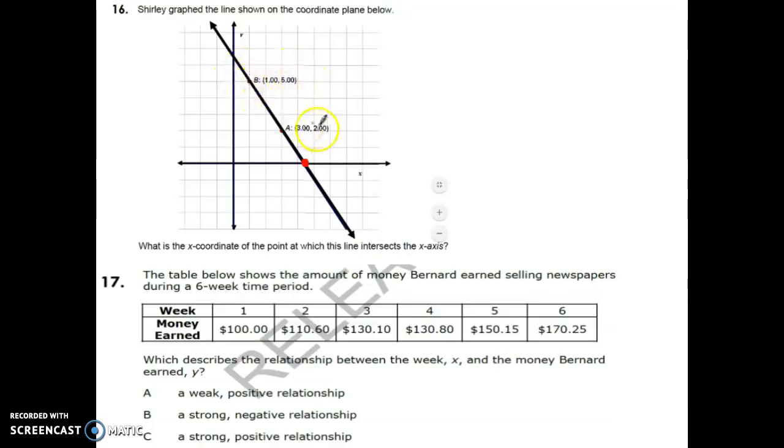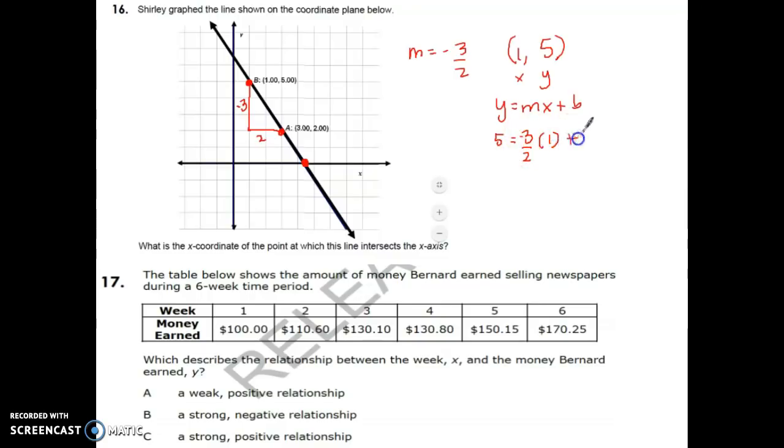And so we have 2 points, and so all we need is the slope and a point to find the equation of the line. So the slope is down 3 to the right 2. So m is equal to negative 3 halves. And then our point, we can use 1, 5. And then we do the 5-step rule. Label y equals mx plus b. Plug in 5 is equal to negative 3 halves times 1 plus b.